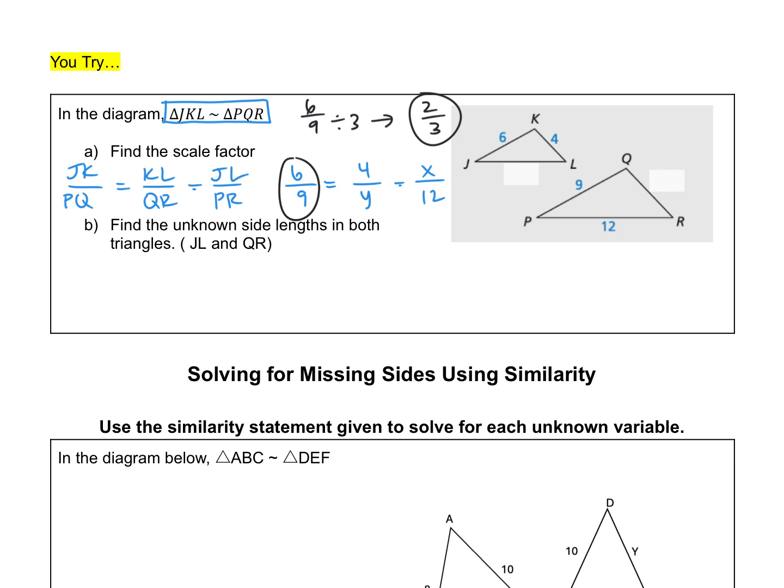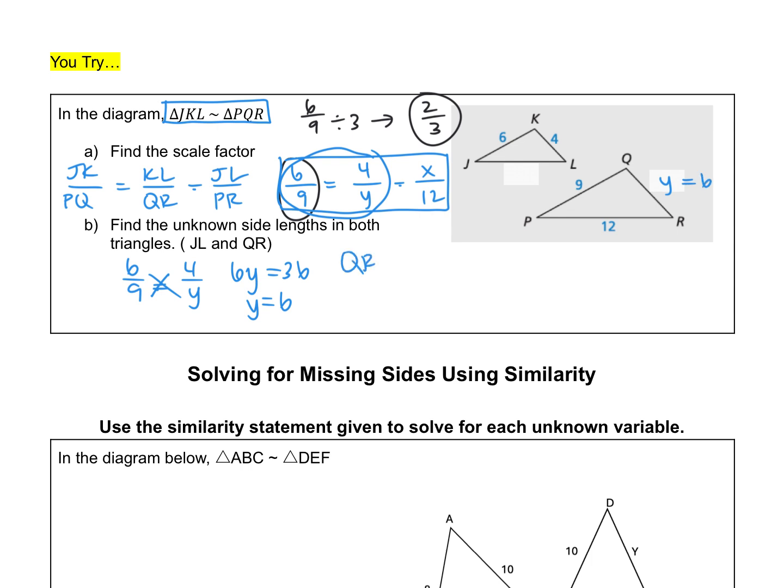Now, to find those unknown side lengths, you could use the 2/3, you could use the scale factor, or you could use this statement that we have above. I'm lazy, so I like to use the statement because I don't have to simplify anything. If I set these two equal, I can find y. So if I do 6 over 9 is equal to 4 over y, I can use that to find y. So this way will give me 6y is equal to 36, so my y is equal to 6. So on my figure, that is QR. So I know that QR is 6.